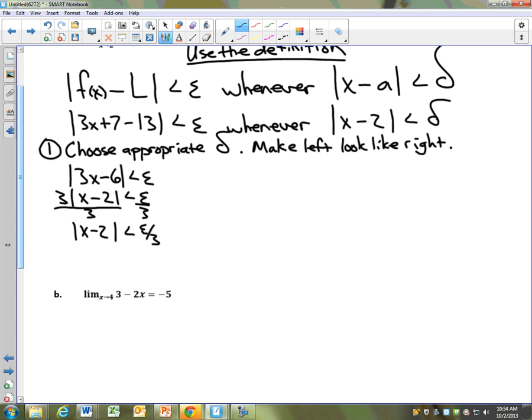Now remember what we did: I said if I give you an epsilon, I want you to choose an appropriate delta. So let's say I chose epsilon was 6. What would delta be? 2. See, x minus 2 is less than epsilon over 3. x minus 2 is less than delta. So our delta value that we choose is equal to epsilon over 3.